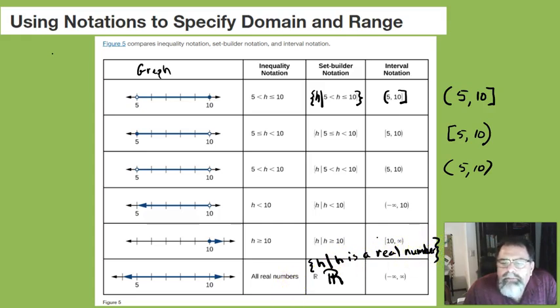And then close brace. Oh, that was pretty bad. There we go. Okay, and then the interval notation is just negative infinity to infinity with parentheses. All right, so that's a good little review. And again, that's in the book, Figure 5, if you want to look at it a little bit closer.